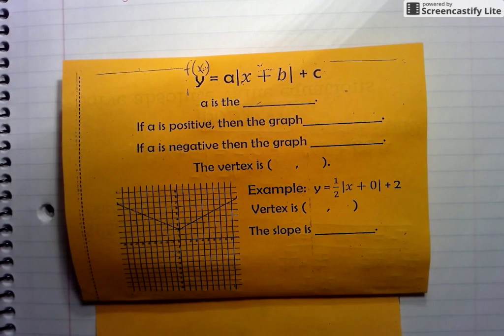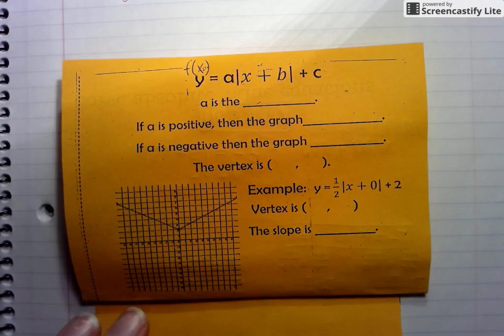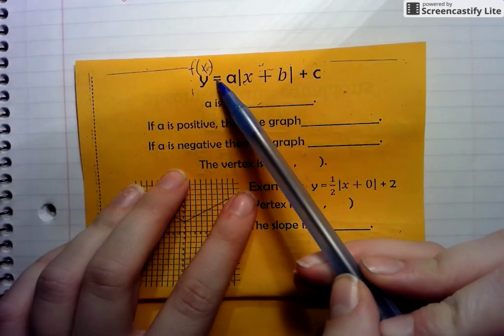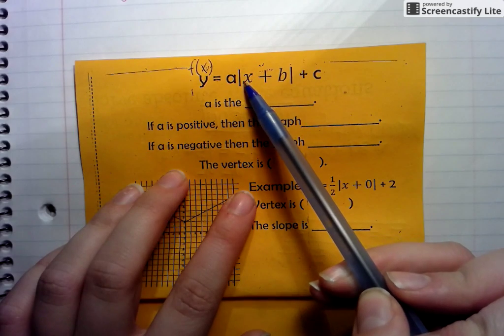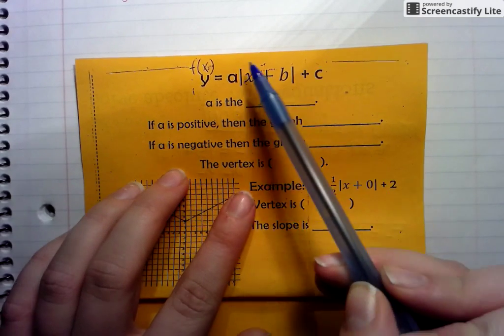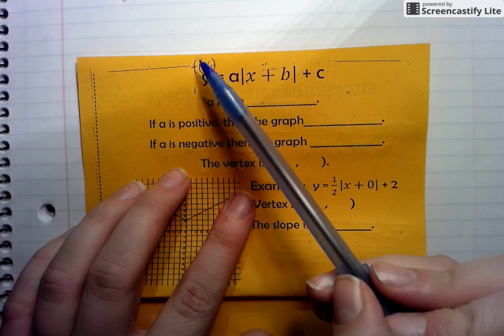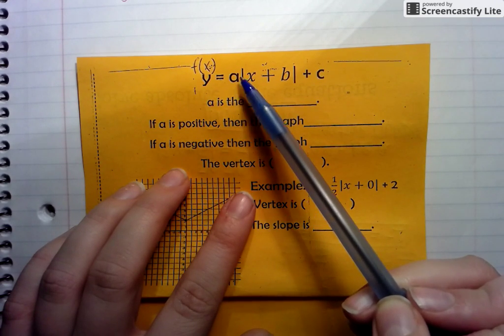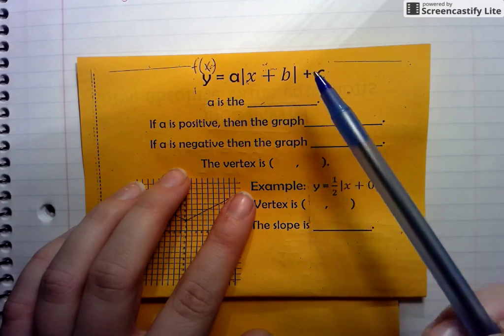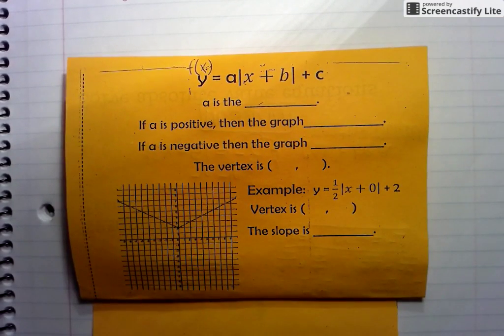So this is going to be how to graph an absolute value equation. You're now going to start seeing it one of two ways. The first way is y equals a times the absolute value of x plus b, plus c, or you might start seeing the function f of x is equal to a times the absolute value of x plus b, plus c. So you're going to see it one of two ways.